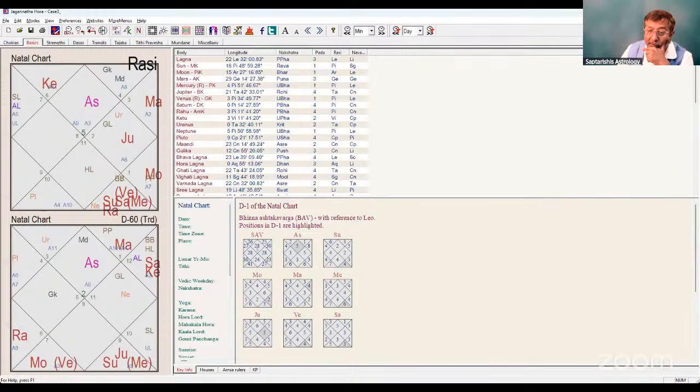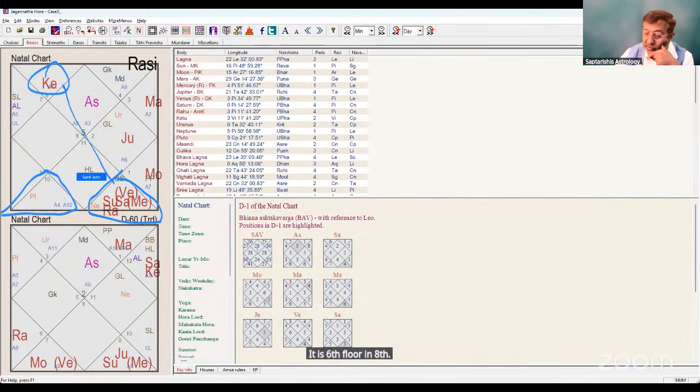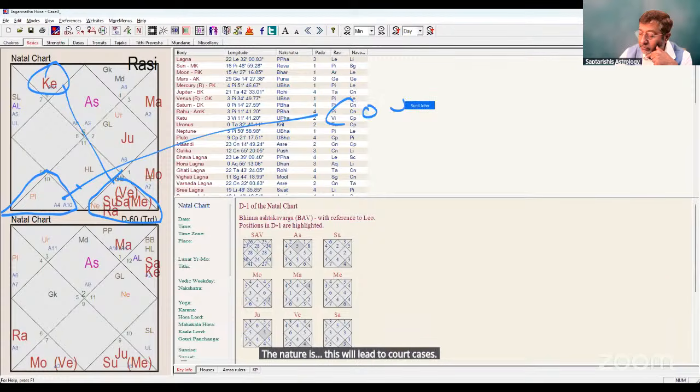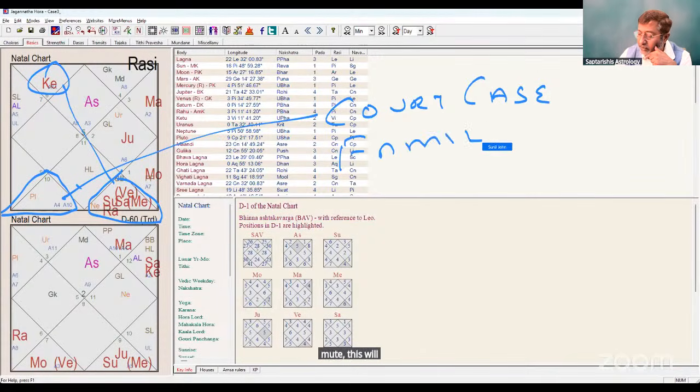Why? Saturn, you see, 8th house is bankruptcy. Ketu, the 4th lord, is aspecting. Forget that. It is 6th lord in it. The nature is this will lead to court cases, fights in family. Huge. This will spoil the marriage life, which is what has happened.